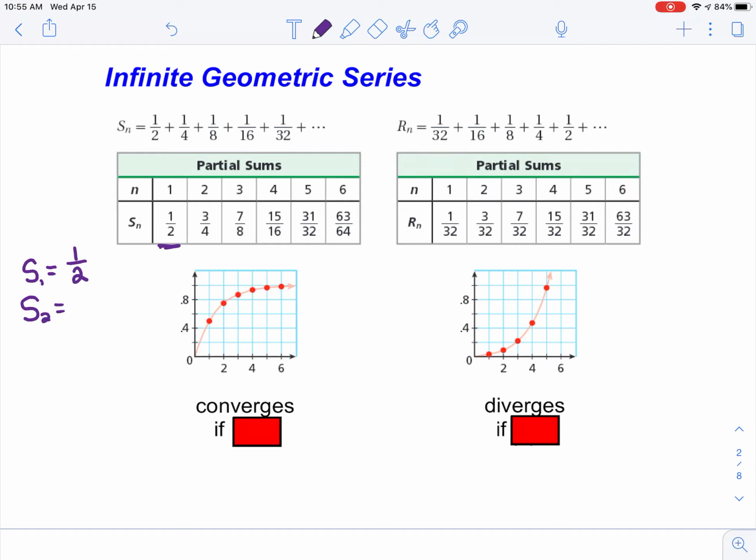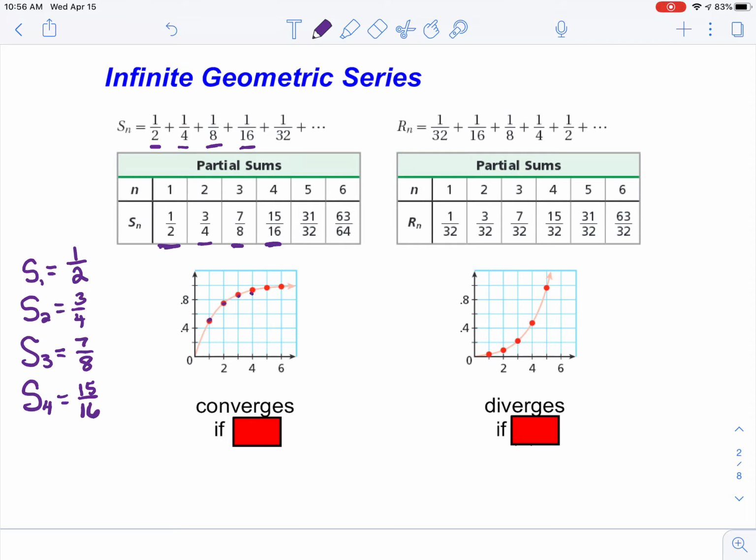Then I'm going to take the first 2 terms and add them together. So 1/2 plus 1/4 is 3/4. The sum of the first 3 terms is 1/2 plus 1/4 plus 1/8, and that gives me 7/8. The sum of the first 4, I add up the first 4 terms, and it should give me 15/16. And so on, so on, so on.